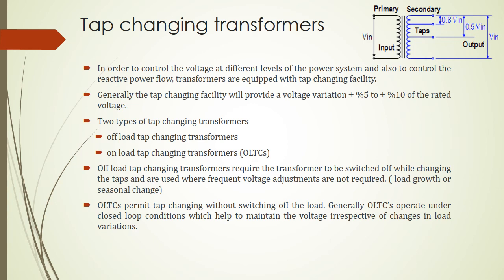The off-load one requires us to physically disconnect everything, and then we can change the tap. The on-load allows us to change the voltage without switching off the load. In general, it operates under closed loop control and maintains the output voltage in respect of the change in the load variation.